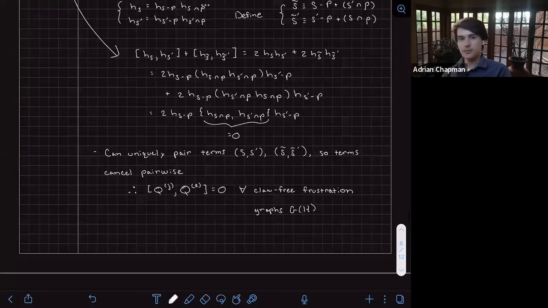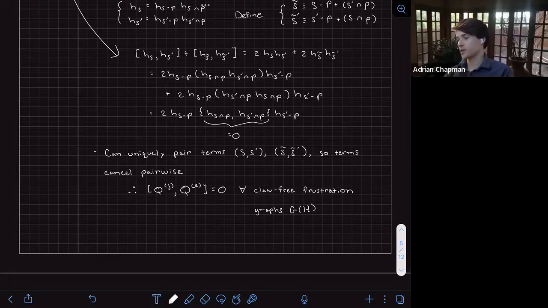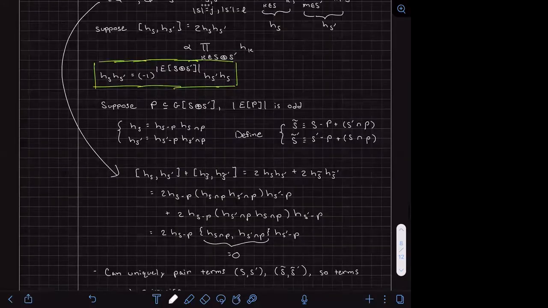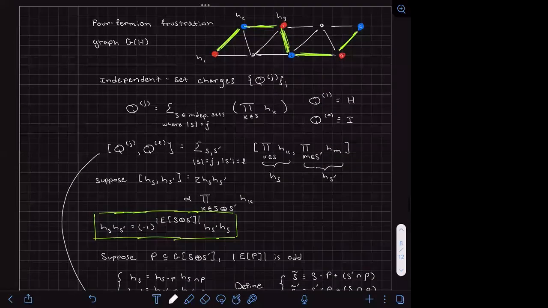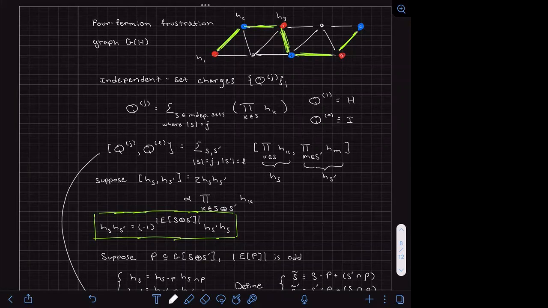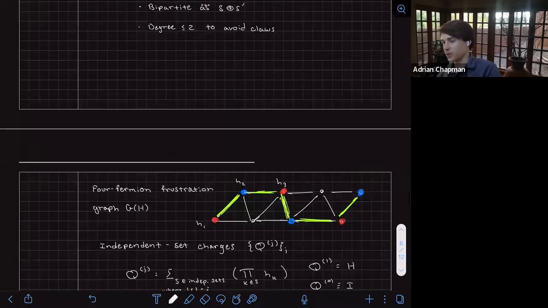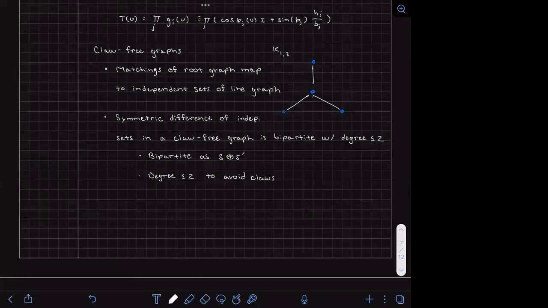This is important. Yeah, I'm wondering if you still hear the frustration graphs are line graphs. No. So yeah, sorry, maybe I missed that point a little bit. This important point, I guess. Yeah, right. I'm sorry, I did probably speed through that. The only thing I've assumed up to here is that the graph is claw-free, and that started around this point.